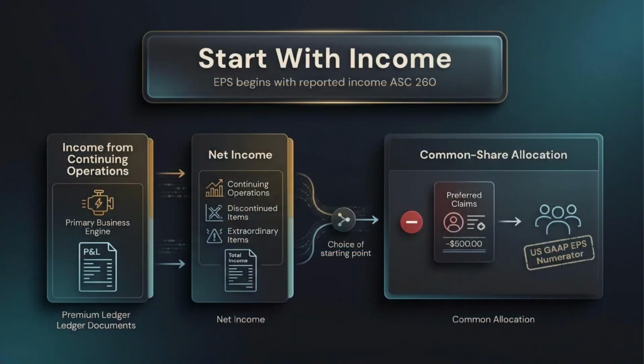Every numerator starts from reported performance. Sometimes the question asks for EPS from continuing operations. So the starting point is income from continuing operations. Sometimes it asks for EPS on net income. So the starting point is net income. In both cases, the same discipline applies. Identify the correct income line first, then remove the preferred claim before assigning the remaining income to common shareholders.